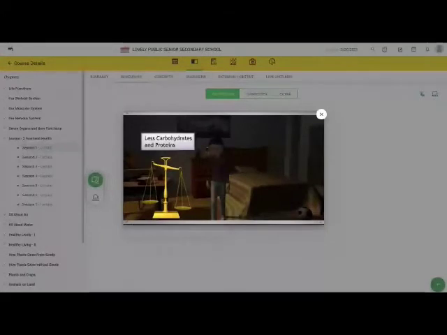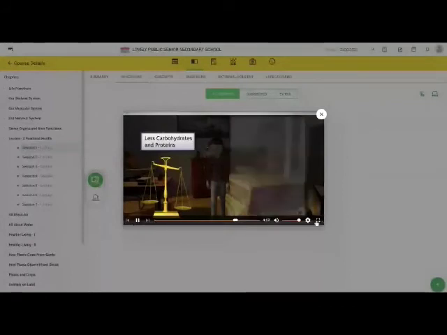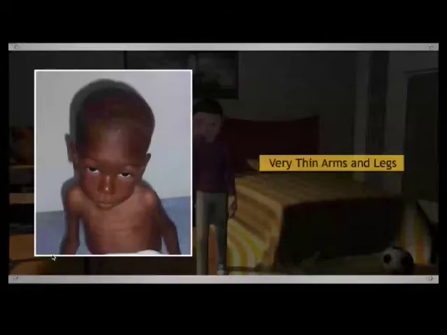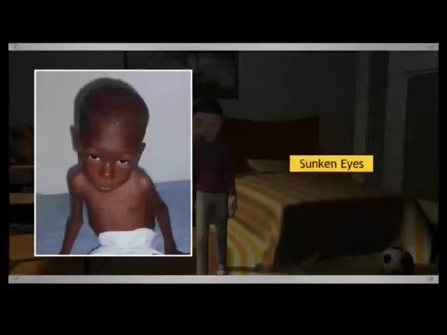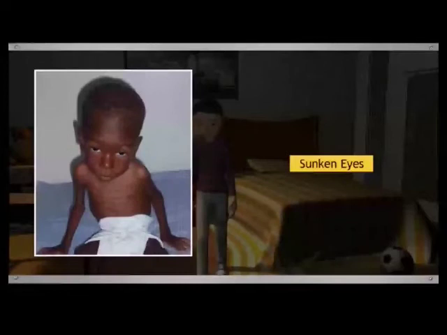The second type is less of carbohydrates or more of proteins. Then also it will cause a problem because carbohydrates are less. Or if there are more carbohydrates and less proteins, again that will cause malnutrition. Now this is if there are lesser proteins and carbohydrates are there. A child will be like this.